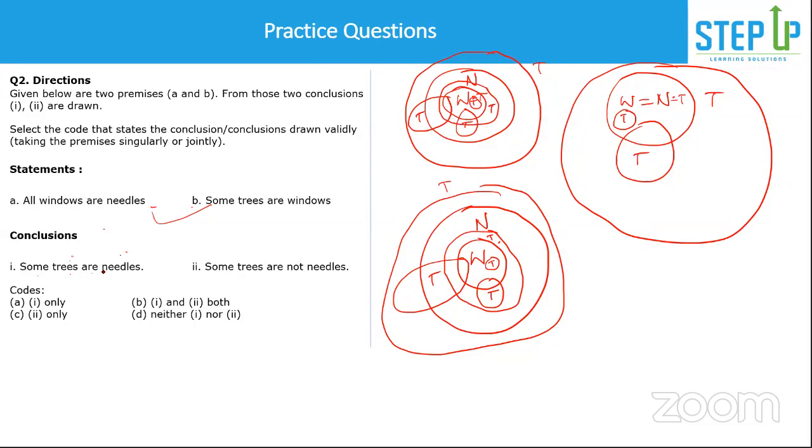So the question says some trees are needles. Is there any case where it is not possible, where trees and needles are not overlapping? I don't find a single case. That means this is a possible diagram. This is a conclusion. The second says some trees are not needles. Is there a place where you can find some trees are not needles? No, there is no place where some trees are not needles. And see, both are reverse. If both of them are reverse, that means it is not possible that this is true and that is also true, right? That means the first only is the answer.